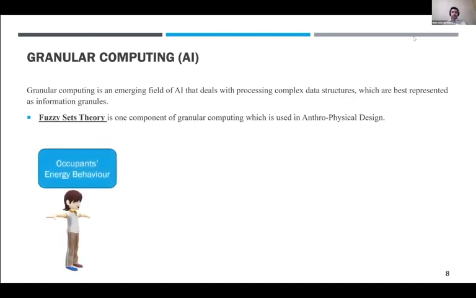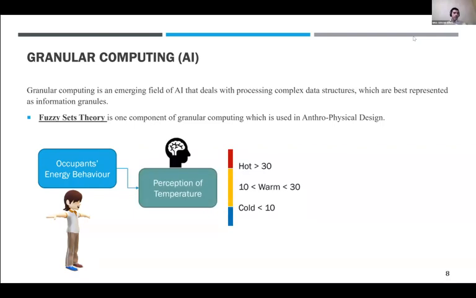And to describe it more effectively, let's look into an example. Let's look into the occupants' energy behavior and how people are behaving within the built environment, let's say opening their windows and stuff like that, and how it affects the building energy performance in the end. When we are talking about opening a window, we are talking about the perception of temperature. If you feel hot inside the building, you open the window for a breeze. So how does it happen?